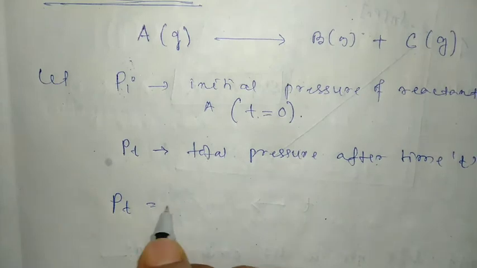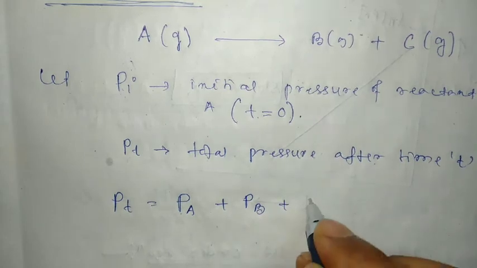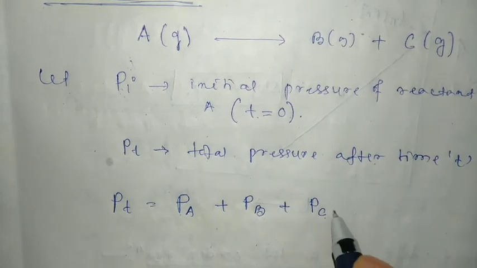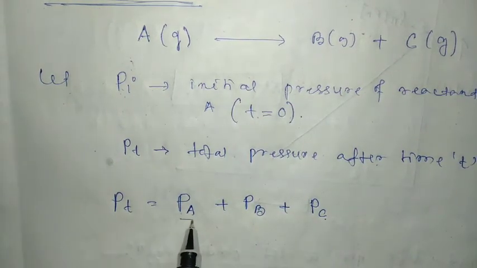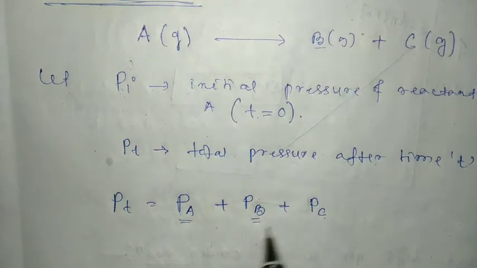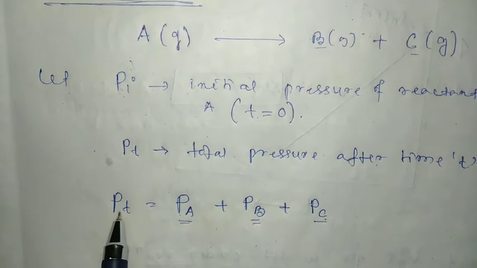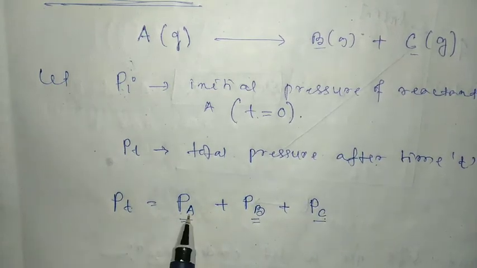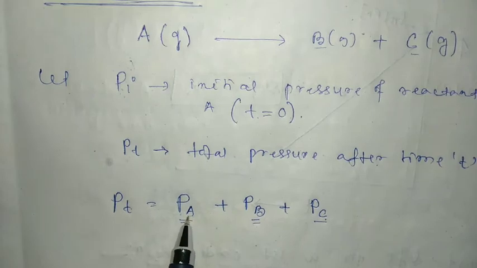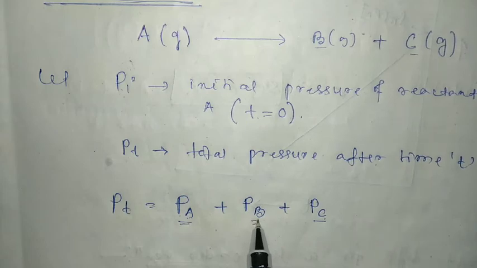Total pressure PT is equal to the partial pressure of gas A plus the partial pressure of gas B plus the partial pressure of gas C. So after time t, the pressures are PA, PB and PC, and the total pressure P is equal to PA plus PB plus PC. PA is the partial pressure of gas A after time t, PB is the partial pressure of gas B after time t, and PC is the partial pressure of gas C after time t.